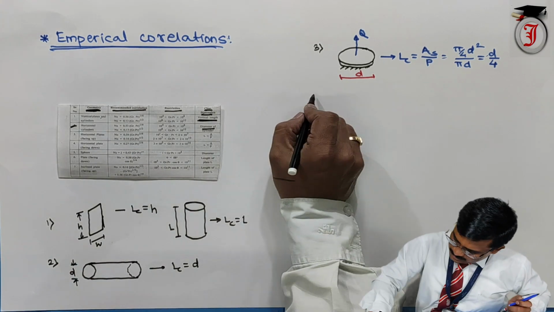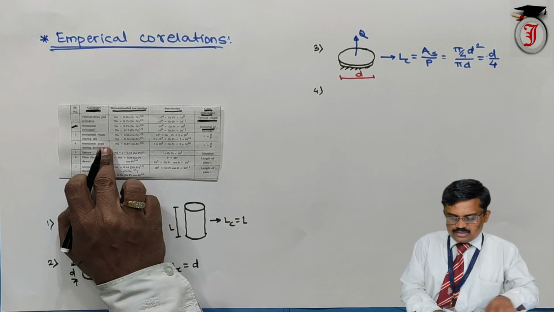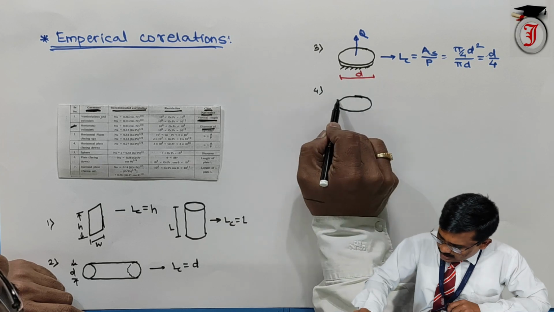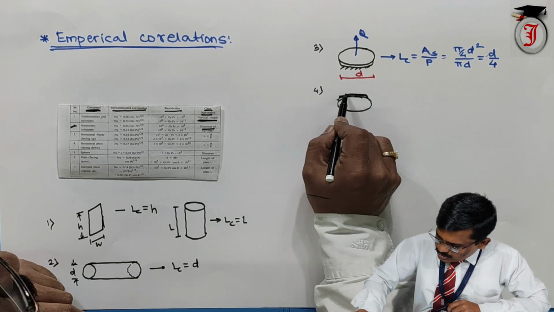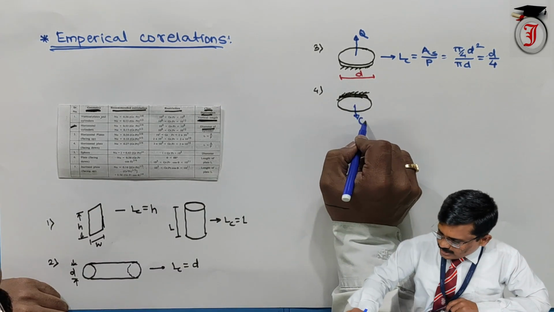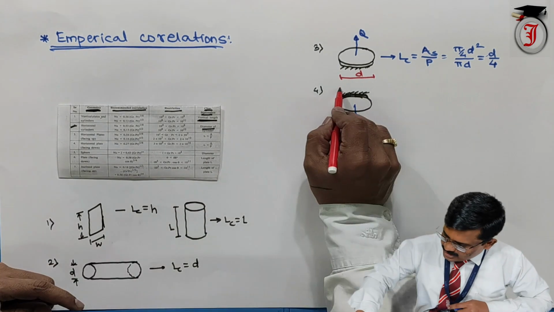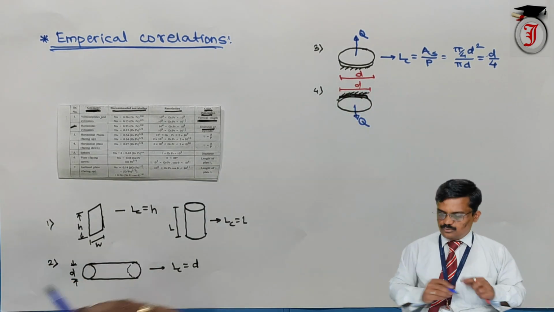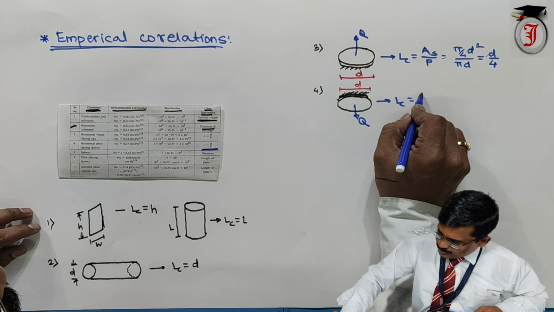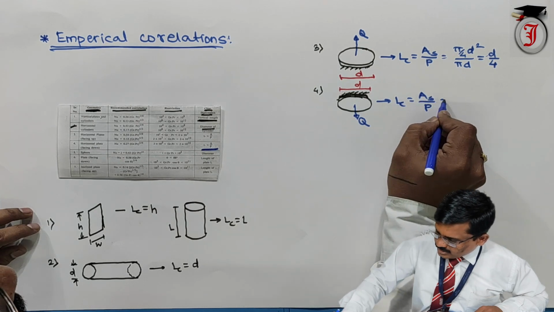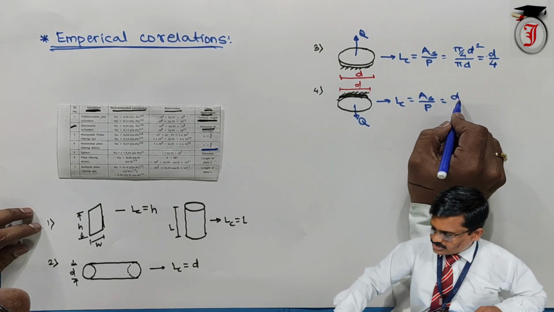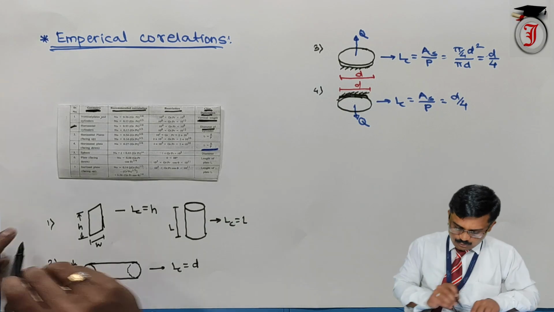Then the fourth is a horizontal plate facing downward. We have a similar plate, but here the top surface is insulated, so heat transfer takes place in the downward direction Q. Let us consider its diameter is also D. For this case also, the characteristic length Lc is equal to surface area upon perimeter, which is pi by 4 D square upon pi D, so it is D by 4.